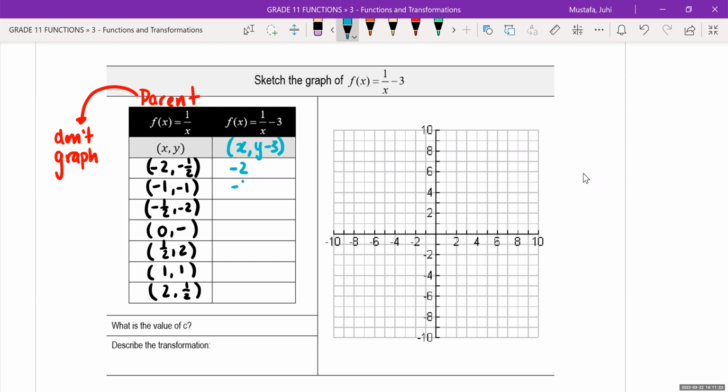If you would like, you can always get a scrap piece of paper and figure it out there, or you can just try to do a little bit of mental math, which we are going to do here. So -1/2 minus 3 is -3.5. -1 minus 3 is -4. -2 minus 3 is -5. Can't do anything with anything undefined, so it stays undefined. 2 minus 3 is -1. 1 minus 3 is -2, and 1/2 minus 3 is -2.5.